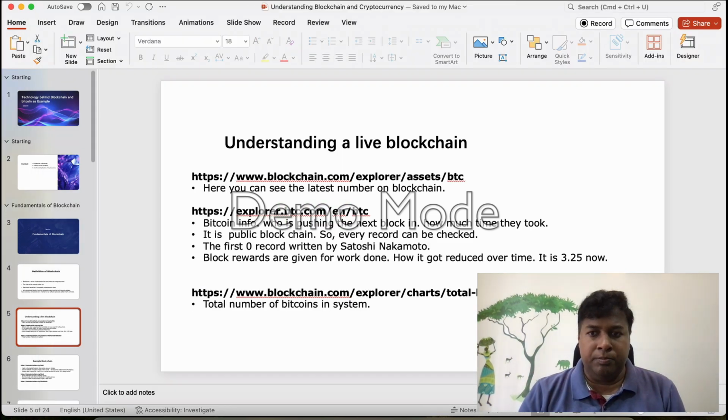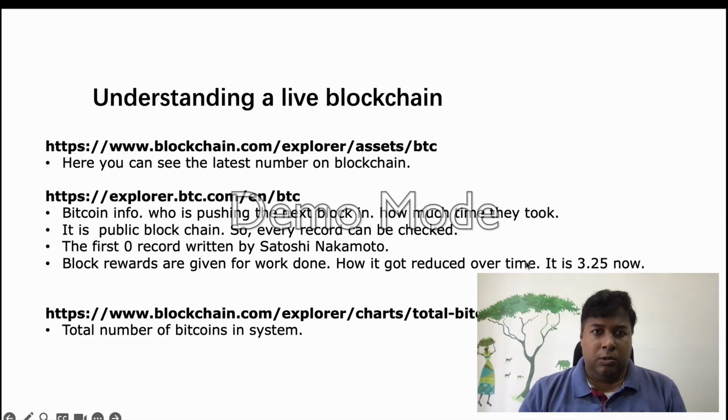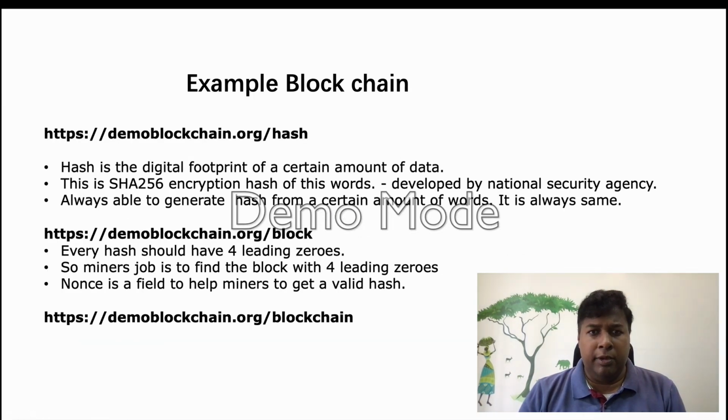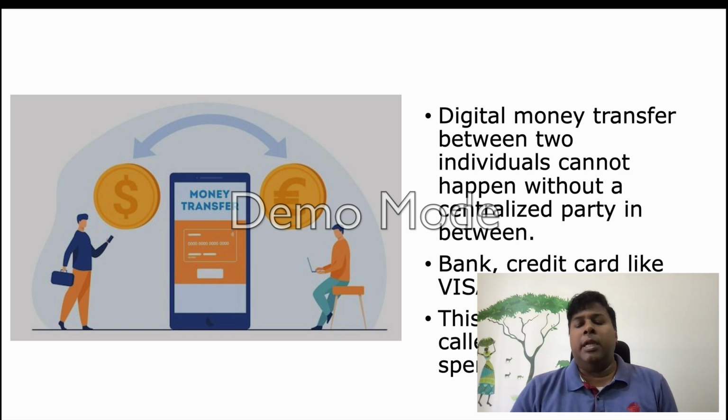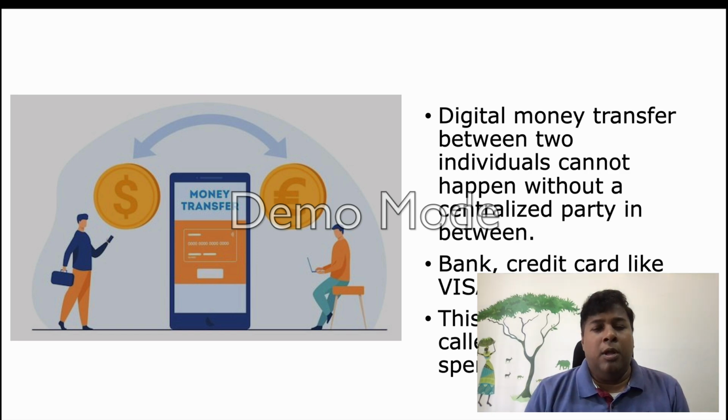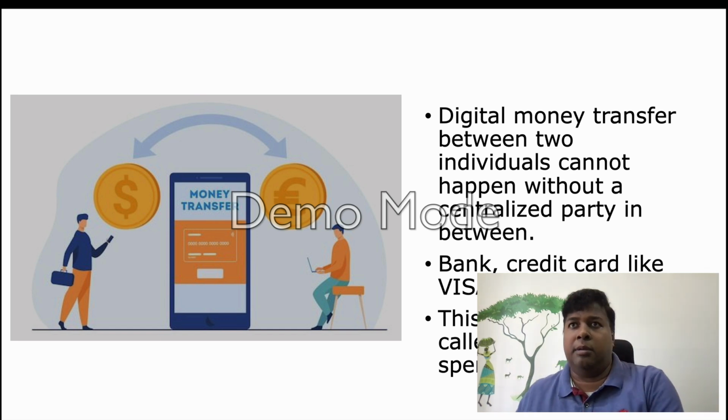So let's go back to our demo. So these are the ones we just talked about. Now let's try to understand the problem of why Bitcoin actually came into the picture, right? If two people want to transfer money between themselves, they have to go through a third party, and that's a centralized third party. Now, who is this centralized third party? It can be a bank, it can be a credit card, it can be Visa, it can be MasterCard, it can be anything. That third party has to come in between to make sure the money moves from one person to another person, right?